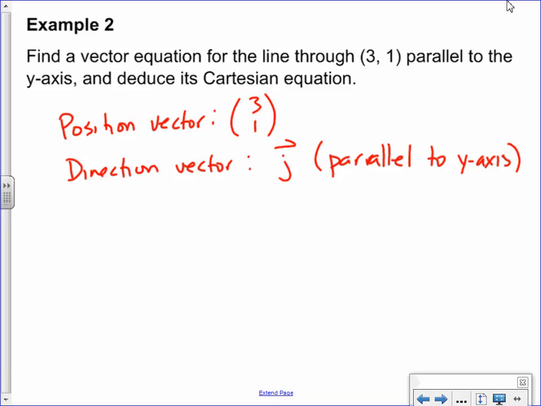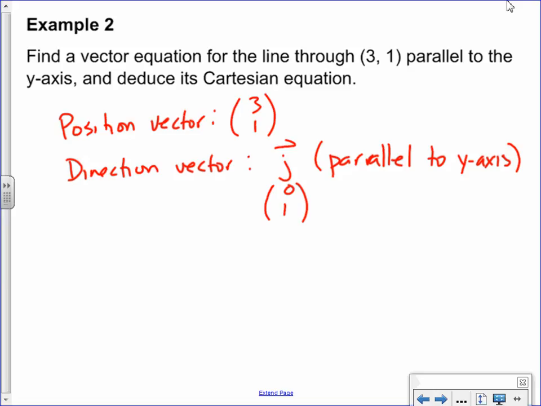And if it's j, if we kept it in this form, j would be 0, 1, right? Is that right? 0, 1? Because there's no... 1 over, no, 1, 0. If it's j, i is 1, 0, j is 0, 1. i, j, k. So it'd be 0, 1. Is that right? Okay. All right.